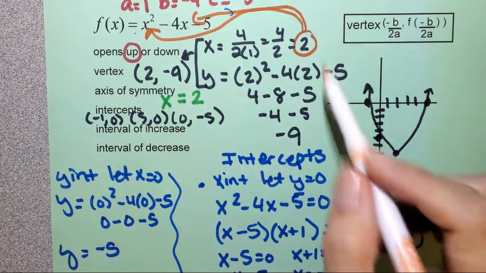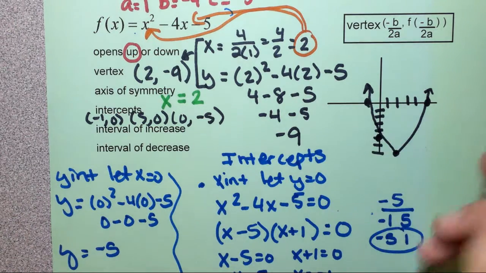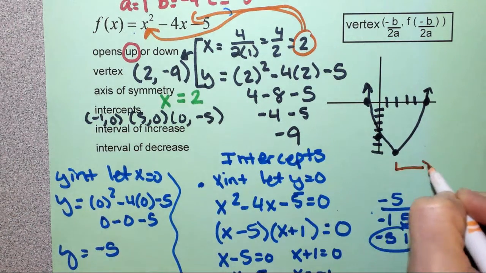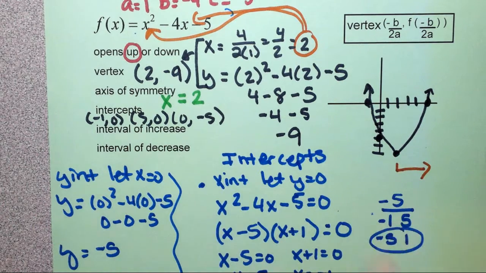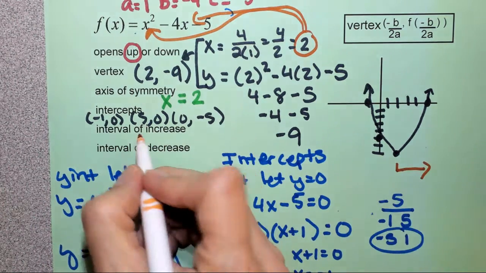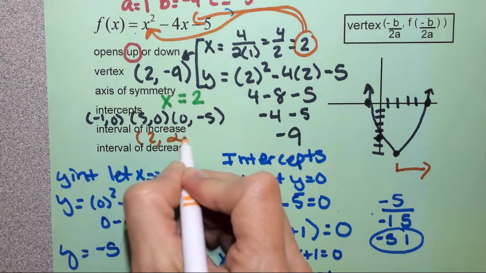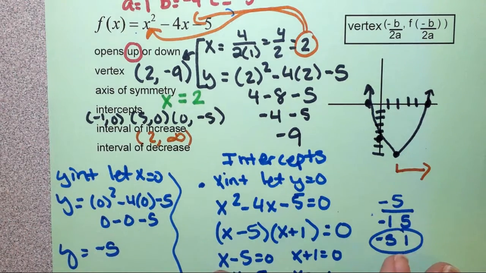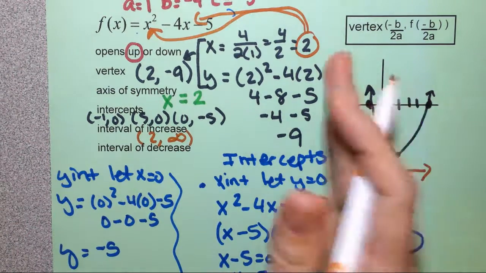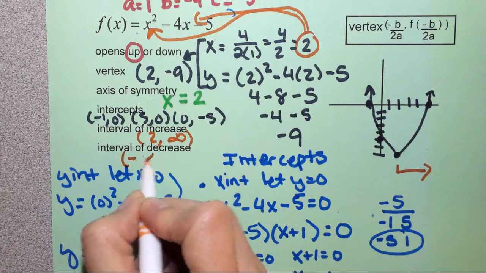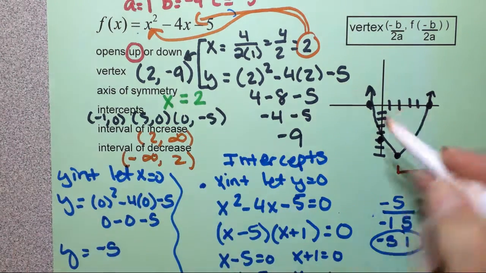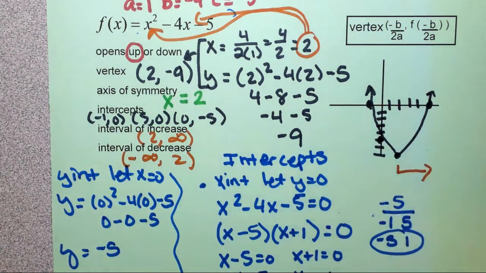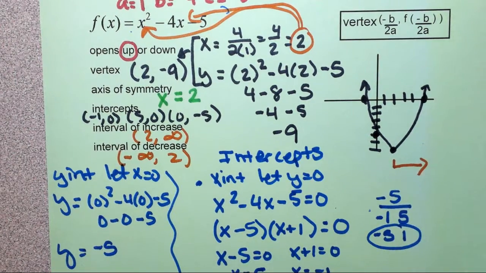So I want to know where on this parabola are we going up, are we increasing? Hopefully you can say from the vertex to the right is where I'm going up. So that would be from 2 to infinity, I'd be increasing. And the left side of the graph, from negative infinity to 2, is where my graph is decreasing from left to right. So those were the notes that we took in class today.